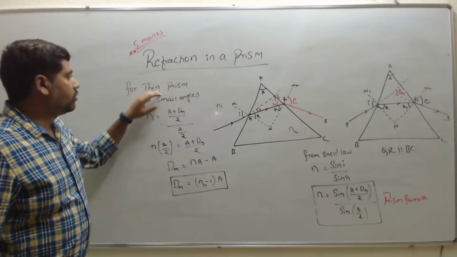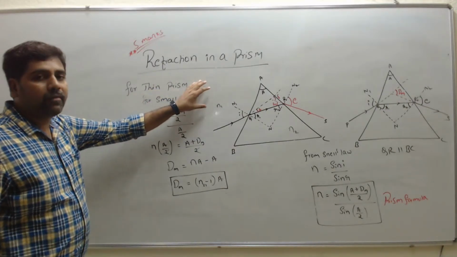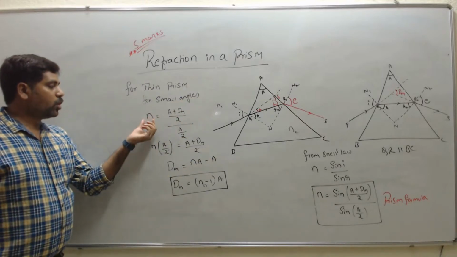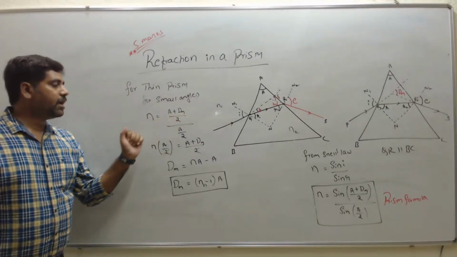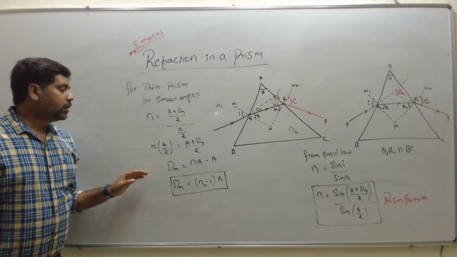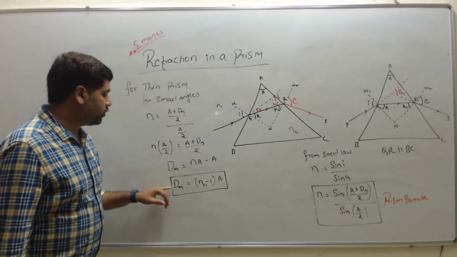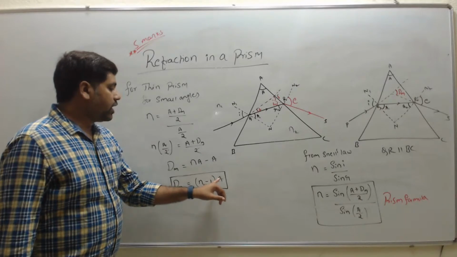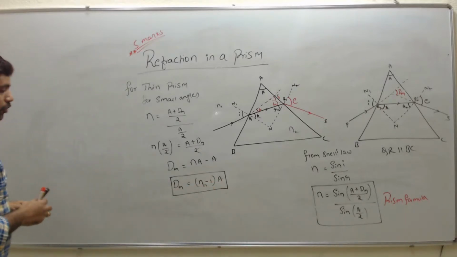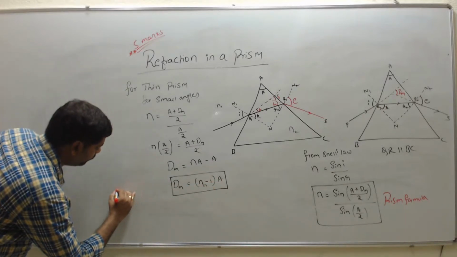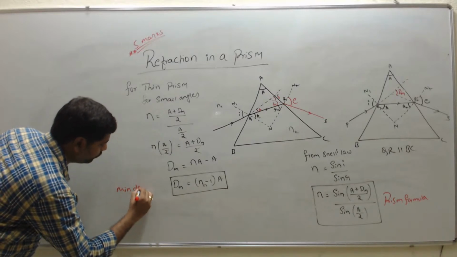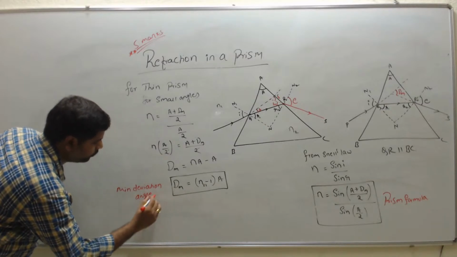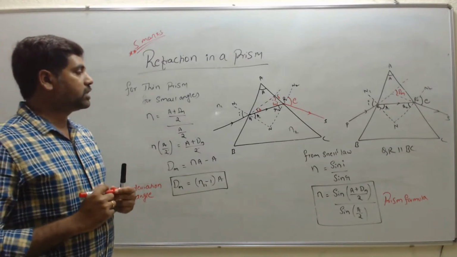Considering thin prisms, the angles will be very small, so the prism formula becomes n is equal to (A plus Dm by 2) divided by A by 2. If we rearrange the terms and simplify, we get Dm is equal to (n minus 1) into A, that is the minimum deviation angle. So this is about the refraction in a prism.